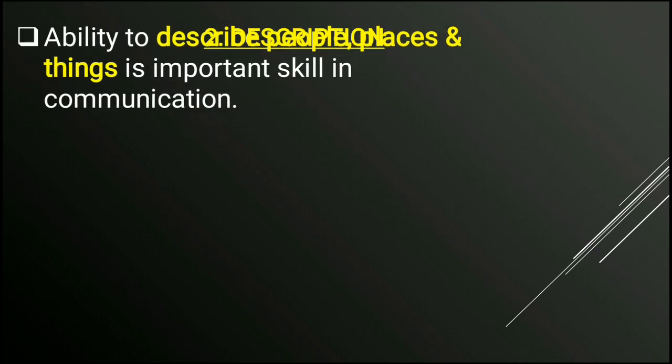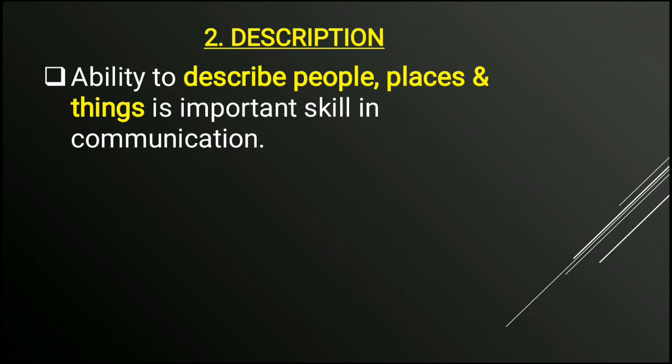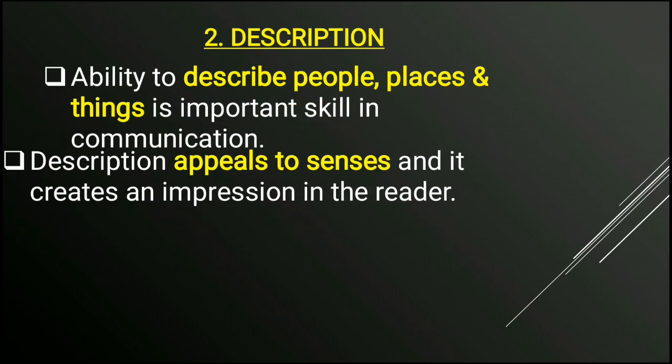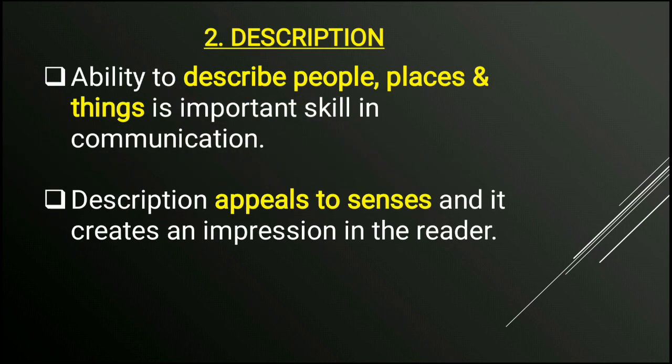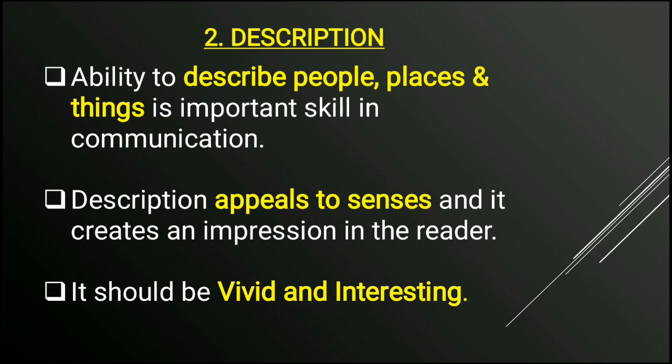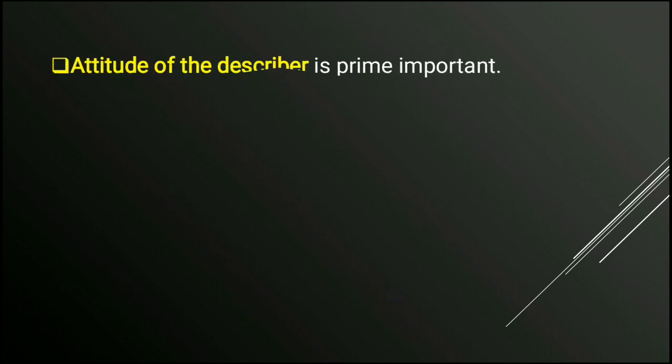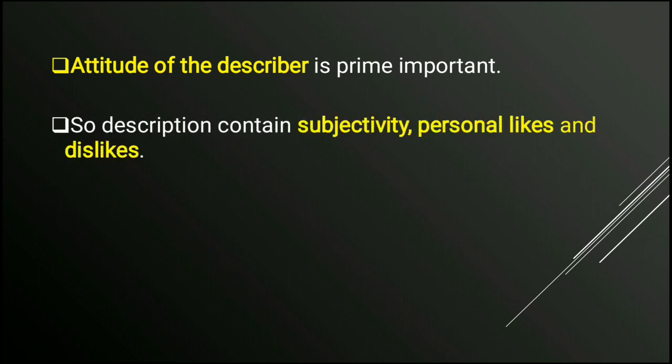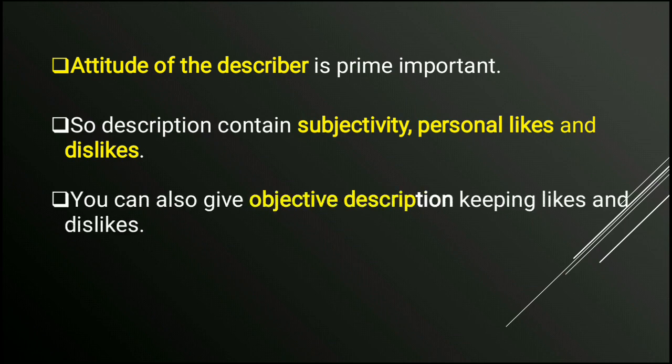Number 2, description. The ability to describe people, places, and things is an important skill in communication. Description appeals to the senses and creates an impression in the reader. It should be vivid and interesting. The attitude of the describer is of prime importance. So description contains subjectivity, personal likes and dislikes. You can also give an objective description, without personal likes and dislikes.